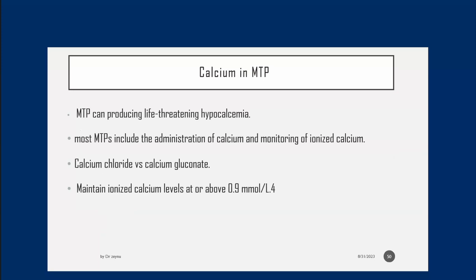Another concept is the importance of calcium in the massive transfusion protocol. As we know, whenever blood is stored, the preservative citrate is used. That citrate is going to chelate the calcium, and for that matter, life-threatening hypocalcemia can happen. So as to prevent that, we need to supplement calcium, and we need to follow the ionized calcium while doing the massive transfusion protocol.